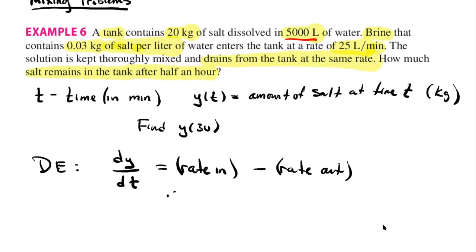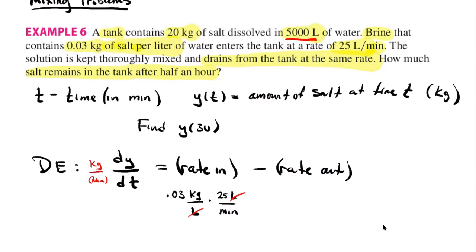The salt is coming in at 0.03 kilograms per liter, and it's coming in at 25 liters per minute. I'm talking too fast. So I can see right away, that's the right units. That's kilograms per minute. That should be the units on this. Y is in kilograms, time is in minutes, dy dt is kilograms per minute.